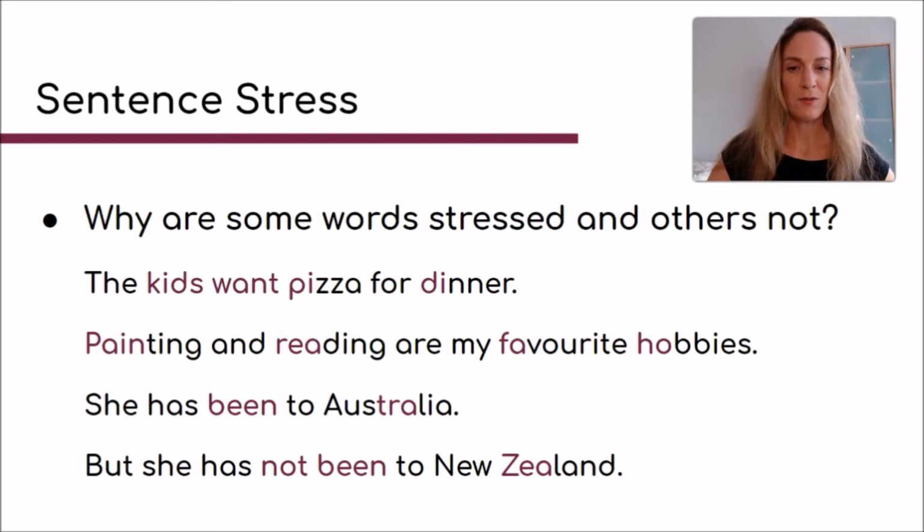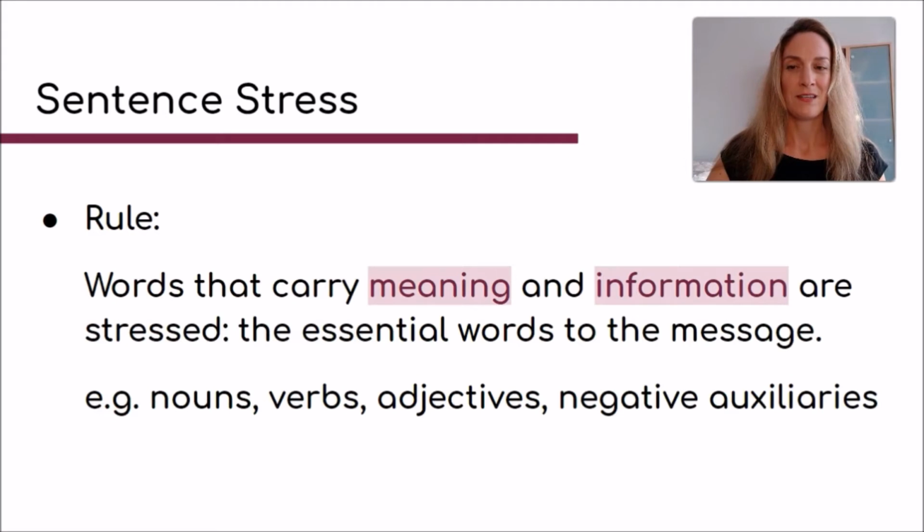So all of those words, you can probably figure out already, most of them belong to the same word classes. And then others that are not stressed also belong to the same word classes. So let's have a look here at another example in a moment. But first of all, the main rule really is that words that carry meaning and information are the ones that we stress in English. And really, those are the essential words to the message. And usually those words are nouns, verbs, adjectives, but also negative auxiliaries and any negative words that change the meaning.